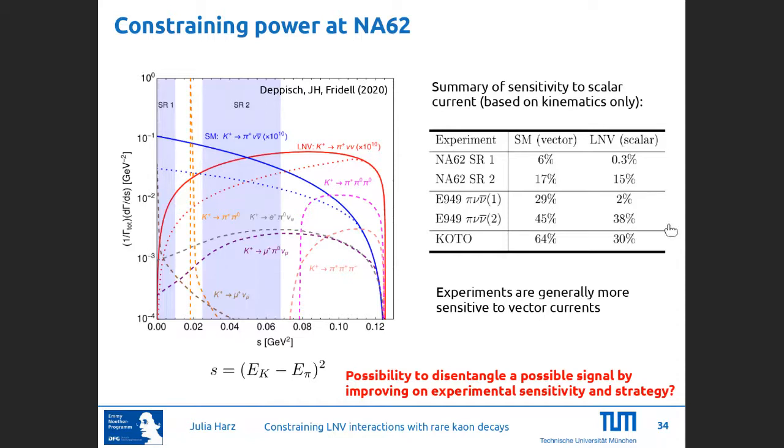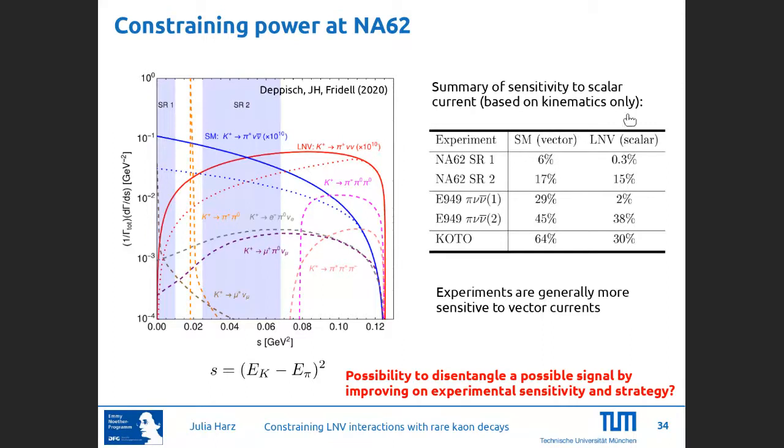And then last but not least, how does it look for NA62? Here you see a similar picture. In blue, the standard model, and in red, the lepton-number violating interaction, now also with all the background. And I find it really impressive what people do, because this is scaled by a factor 10 to the 10, right? So the background is much larger. And you see a similar picture, that the experiments are more sensitive to the vector current than to the scalar current.